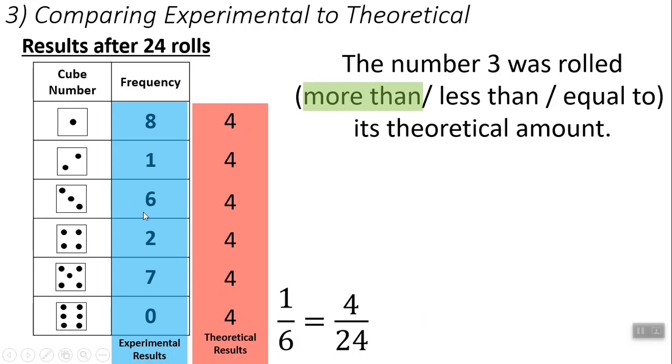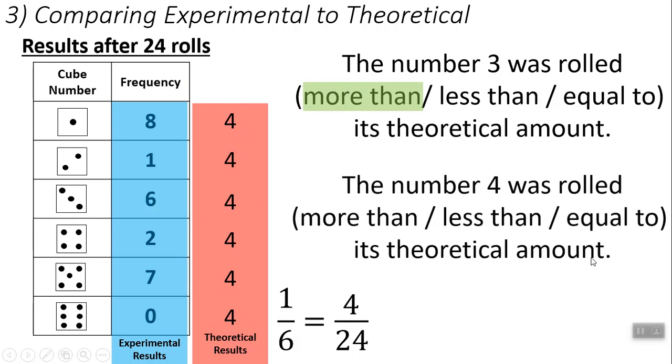3 appeared more than its theoretical. 6 is more than 4. How about 4? The number 4 was rolled more, less, or equal to its theoretical amount. 4 was rolled twice. Theoretically, it should have appeared 4 times. So it appeared less than its theoretical amount.